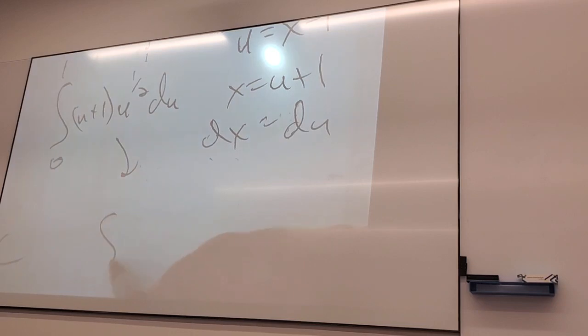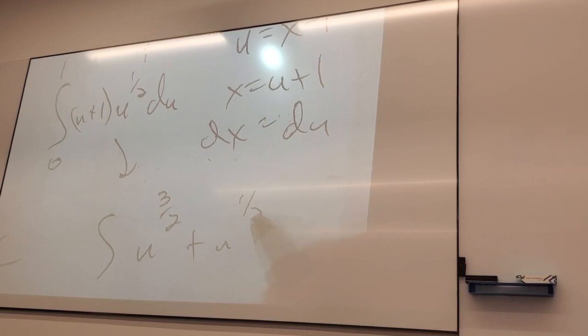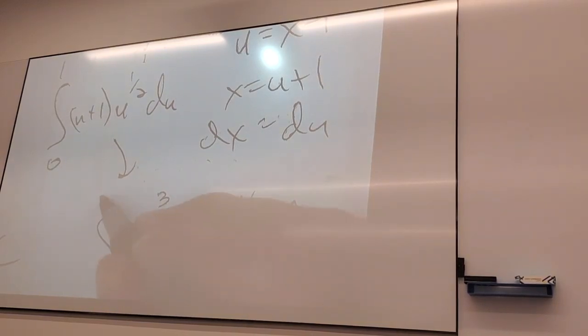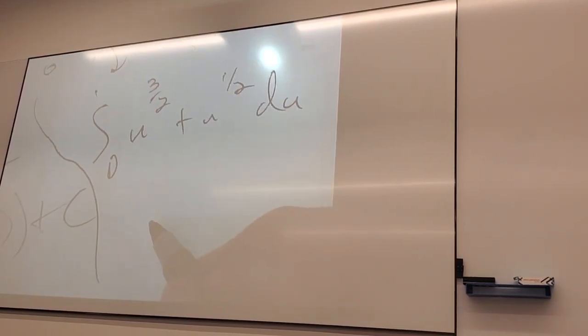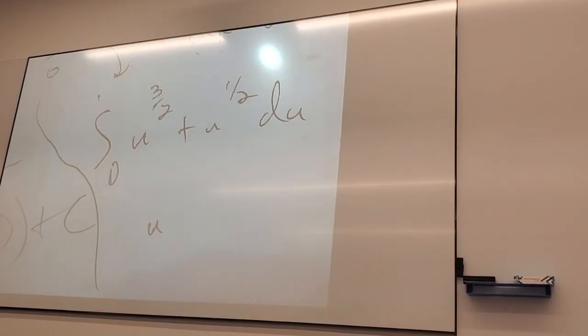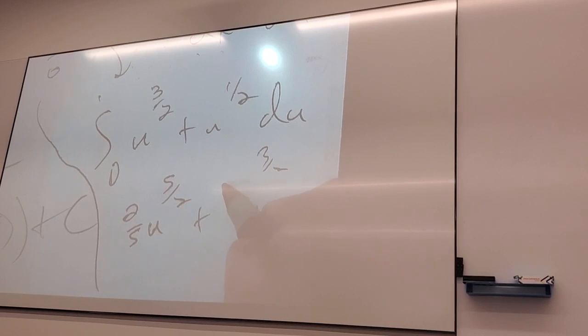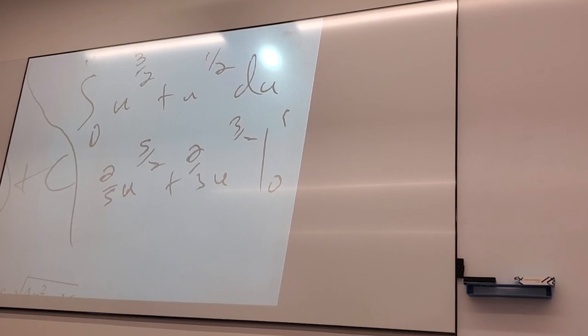So what does this become now? This is just going to be U to the 3/2, thanks everybody, plus U to the 1/2, from 0 to 1. So then integrate that. What do you get? It'll be 5/2, so in front will be 2/5. This will be 3/2, so in front will be 2/3, going from 0 to 1. 0 is beautiful here. 1 just leaves me 1, so 2/5 plus 2/3 is 6 plus 10 is 16/15.